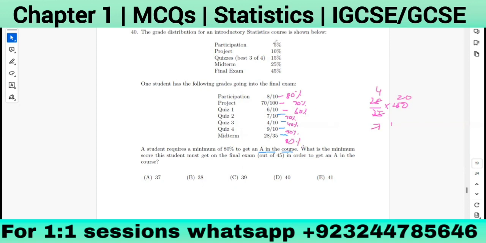80%. So now they're saying for participation there would be 5% and he scored 80. For project, it would be 70. For quizzes, what will happen? The best three they need. So we will take 60, we will take 70, and we will take 90. We won't take the 40. Then midterm, 80. And the final exam is what we have to calculate. Yes, the final exam is what we need to calculate.